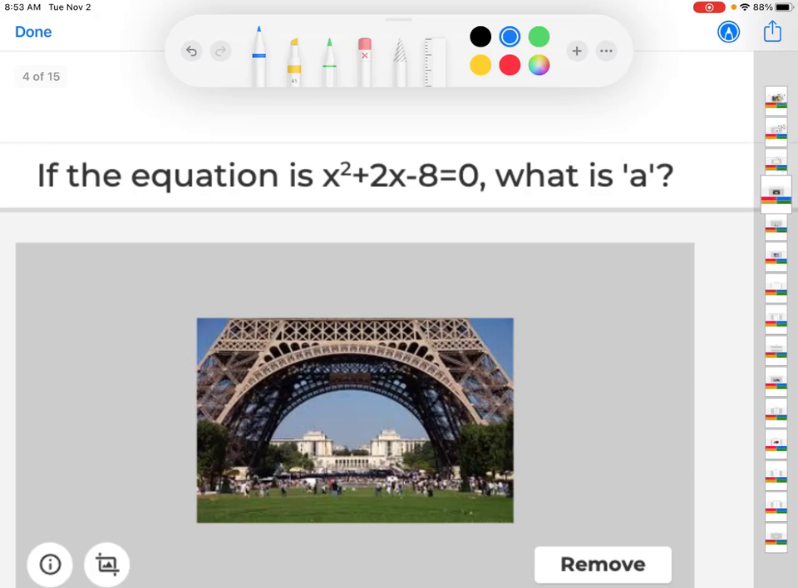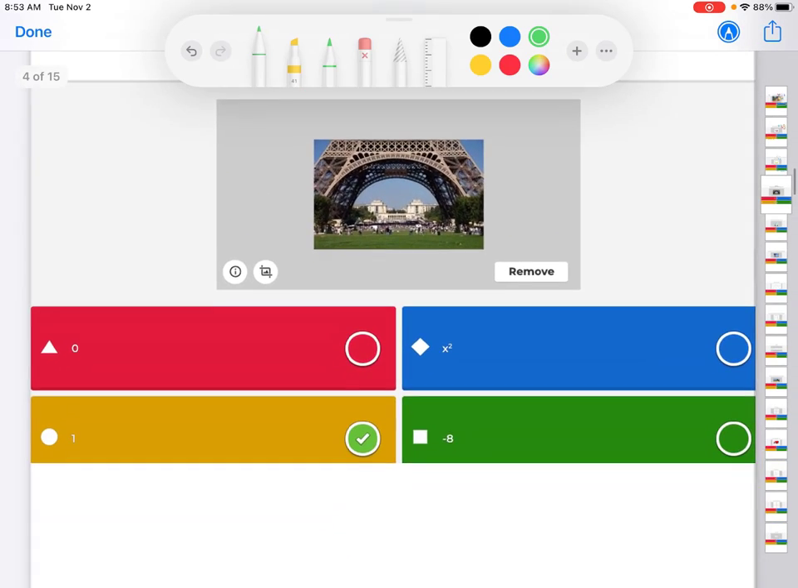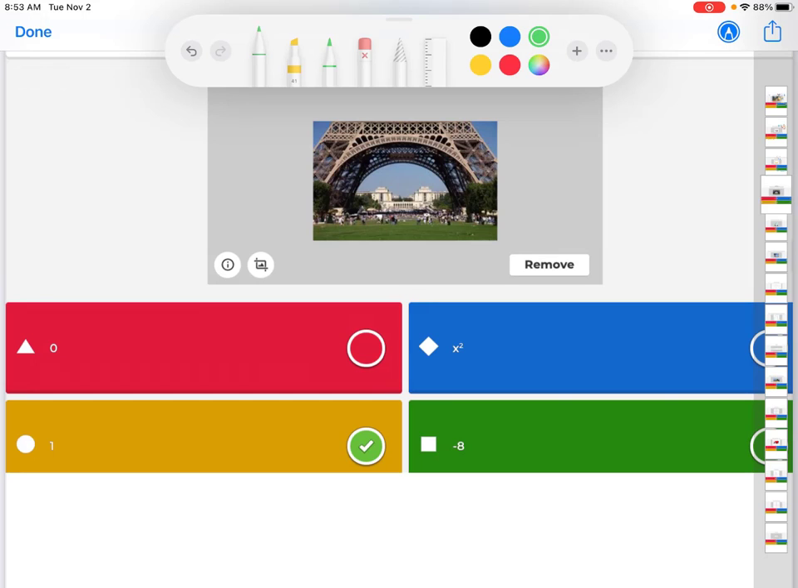Okay, if the equation is x squared plus 2x minus 8 equals 0, what is a? Well, they're testing you on standard form. So again, that's just easy as a, b, c. So there's no numbers, that's a 1. So a is 1. And that would be choice, the yellow one right here.